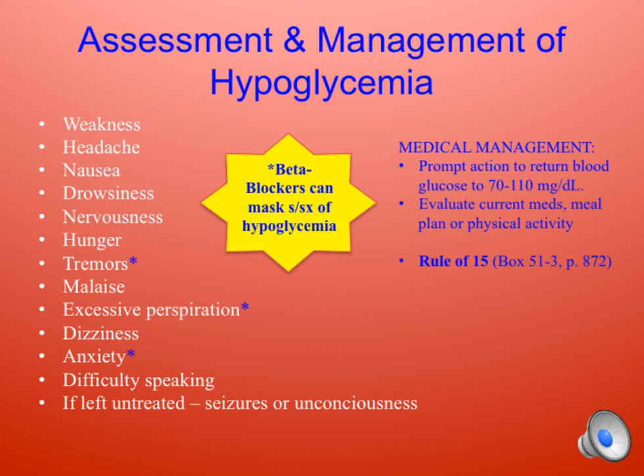So it is important to remember that if hypoglycemia develops, we must use the rule of 15. And I have it here. It's on page 872. We're going to give 15 grams of rapidly absorbed carbohydrate, and that's on box 51-3 on page 872. And then we're going to wait 15 minutes. We'll recheck the blood sugar and administer another 15 grams of glucose if the blood sugar is not above 70. Again, we want to get that patient above 70 in that normal 70 to 110 range.